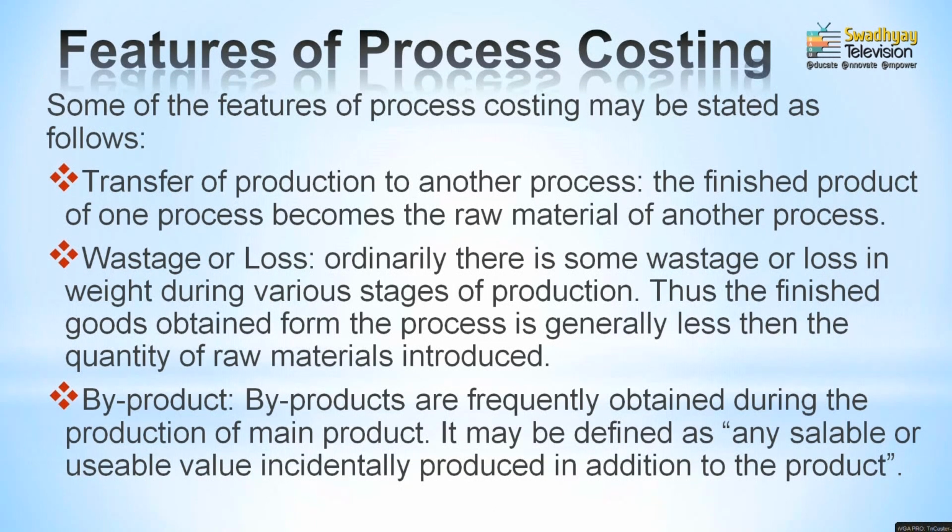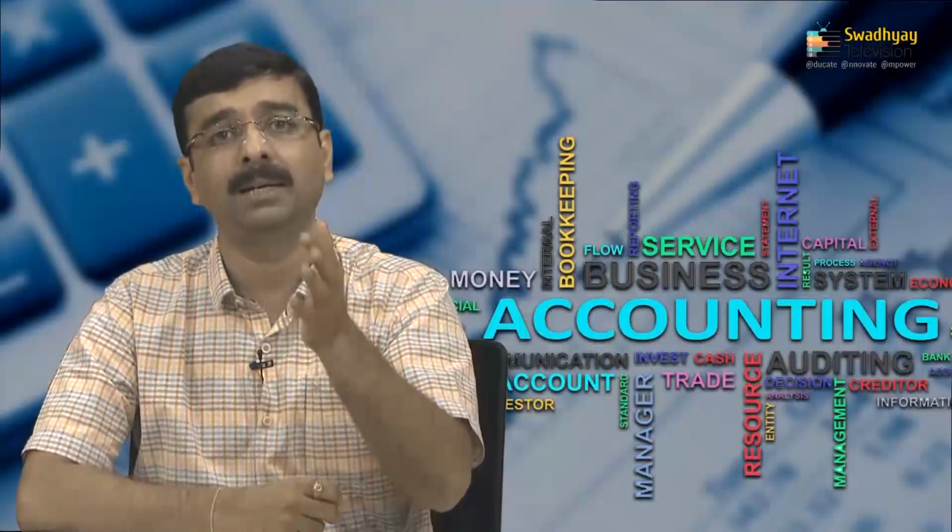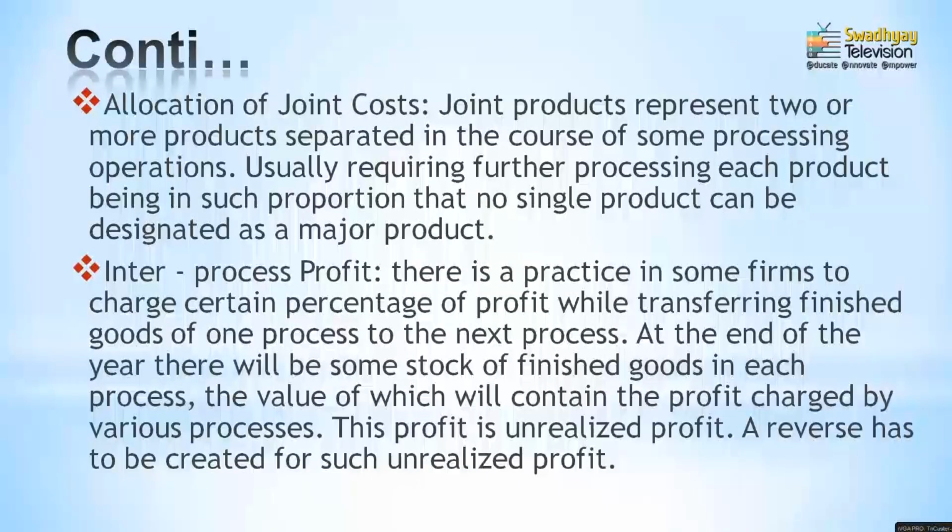product. It may be defined as any sellable or usable value incidentally produced in addition to the product, and it is called a byproduct. Now ultimately the byproduct is your income, or maybe a sellable value also, which is to be recorded in the respective process account where the byproduct has been identified. So the byproduct is actually a part of the features which is to be identified in the respective process. Generally a byproduct is identified in the middle of a process or maybe at the end of the respective process account. Moving to the next point, and that is joint cost.